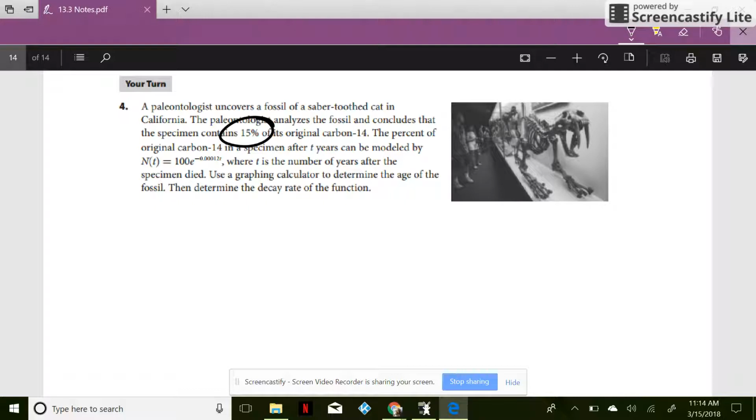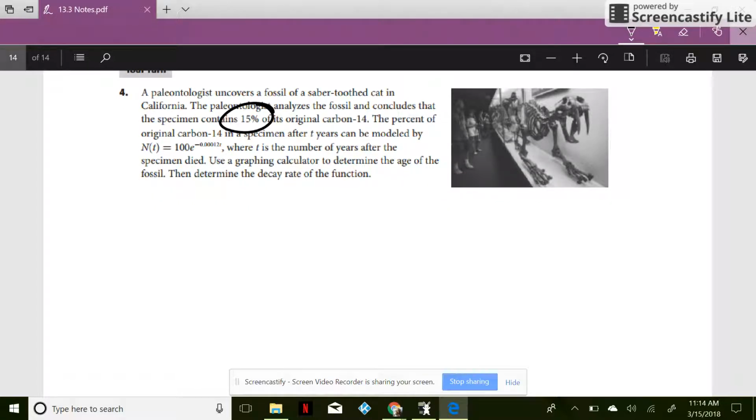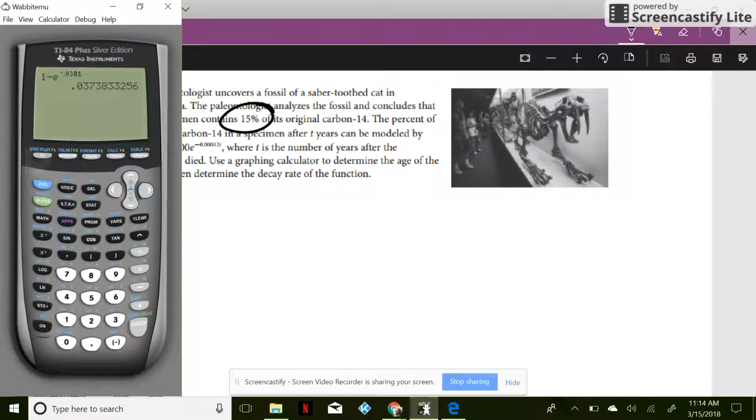So seeing that it's e to the negative exponent should tell us that it is a decay rate. Now, we know that it contains 15%. So we're going to plug in our function, which is 100 times e to the negative 0.00012x. And then since it's 15%, we're going to make that y value 15.